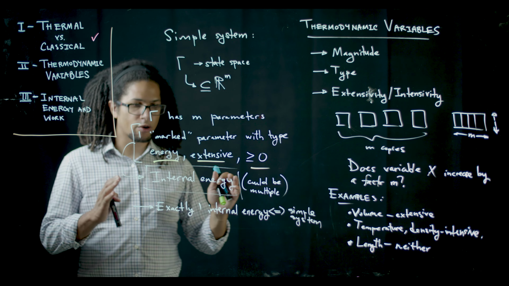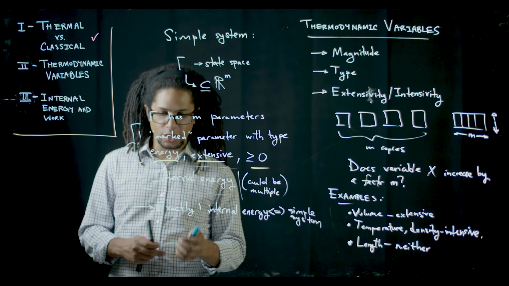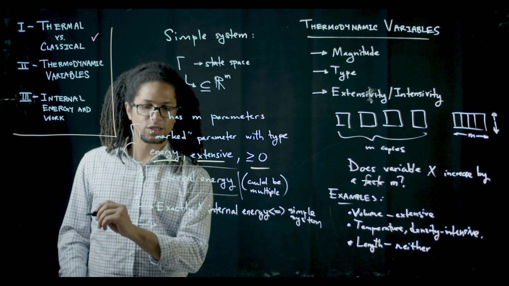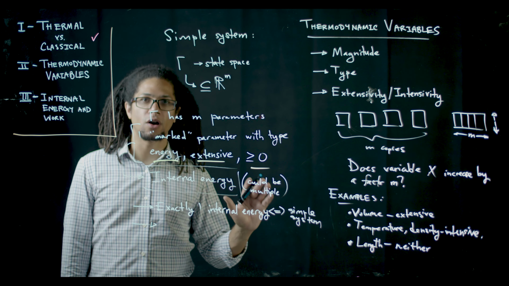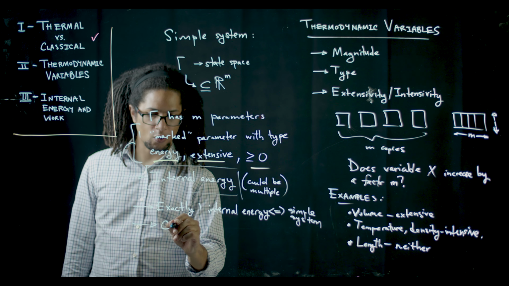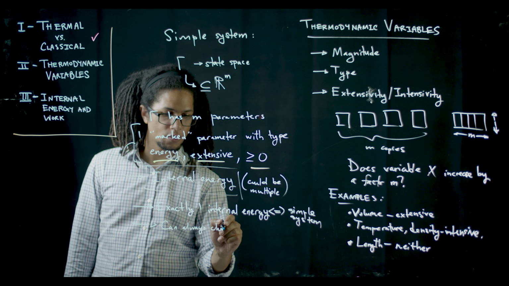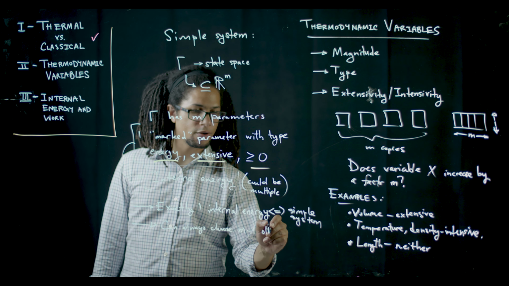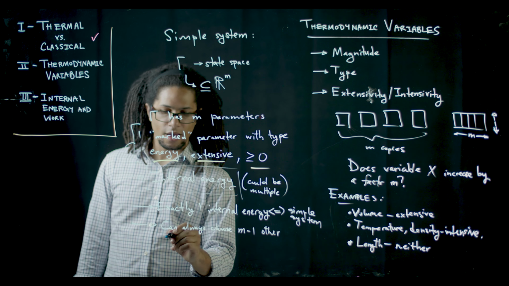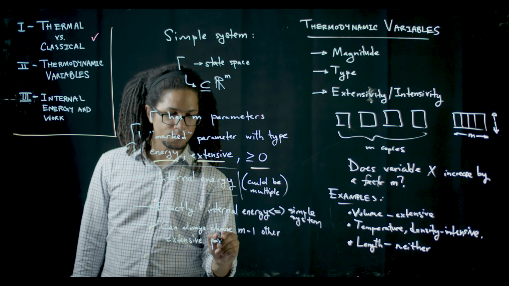Okay, so suppose that we're in this case. What about the other m-1 parameters? Well, it turns out that we can always use extensive coordinates for the remainder of the parameters. So we can always choose m-1 other extensive parameters.